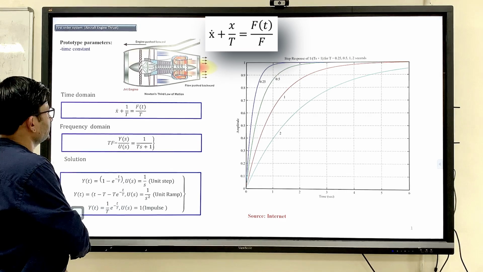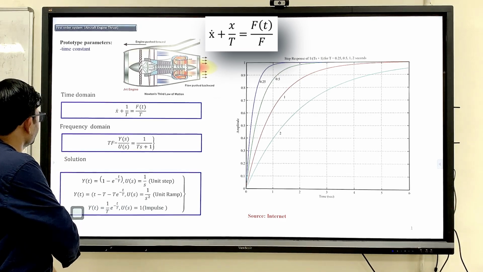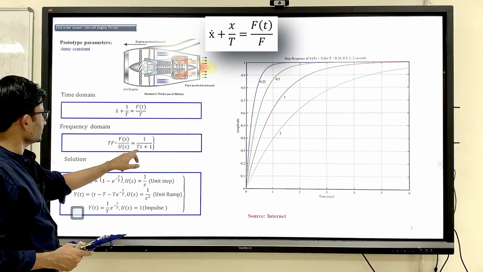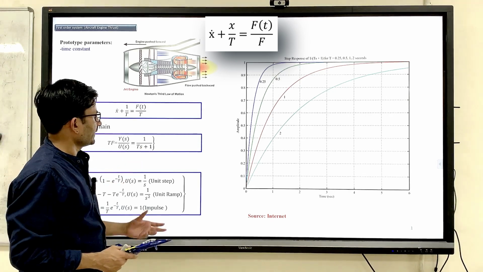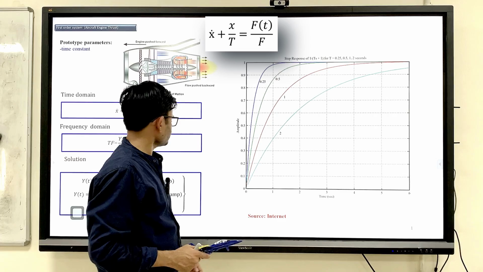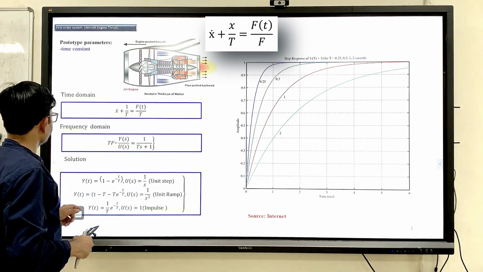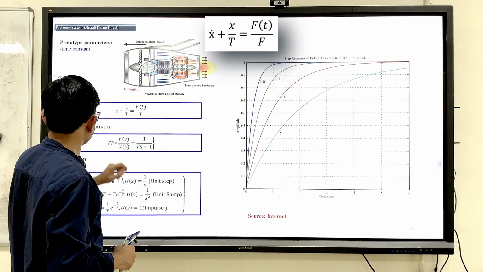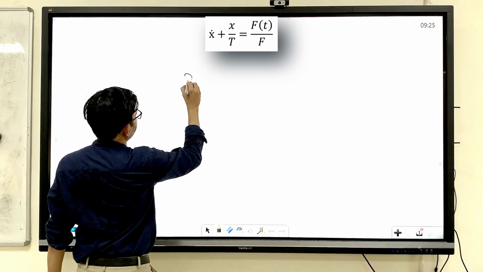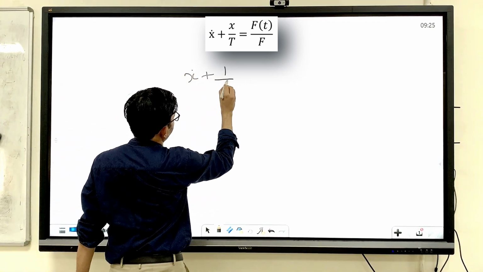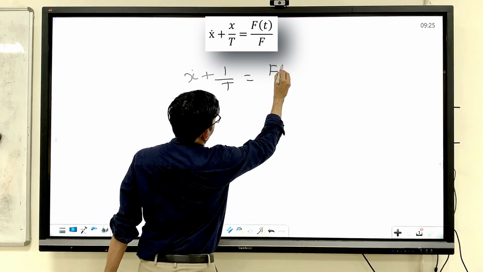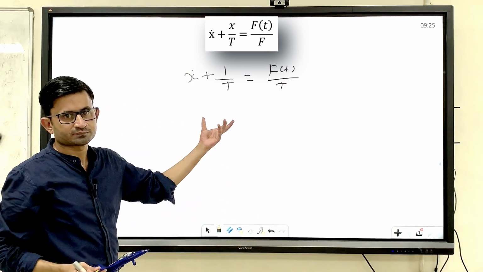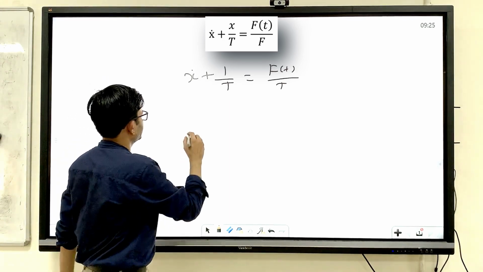Now you can see here, in frequency domain, you can write this transfer function as 1 upon Ts plus 1, and I have plotted this with time. We will go back and try to take something out of this expression. What is written here? x dot plus 1 upon T x equals f(t) by T, where f(t) is an input, you can say.